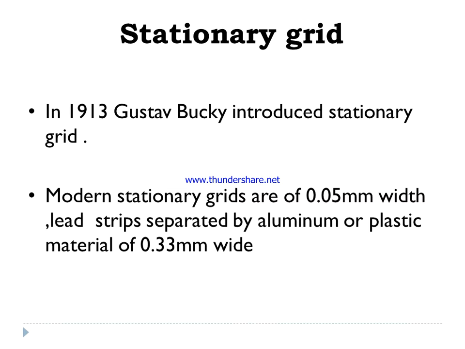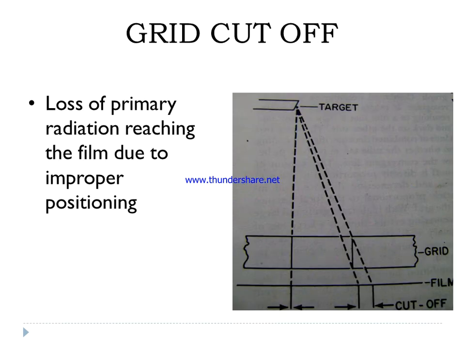In case of a modern grid, we use lead strips 0.05 mm wide, and the lead strips are individually separated by an aluminium or plastic material which is 0.33 mm wide. Loss of primary radiation reaching the film due to improper positioning is called grid cutoff.